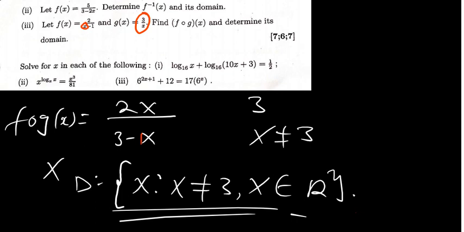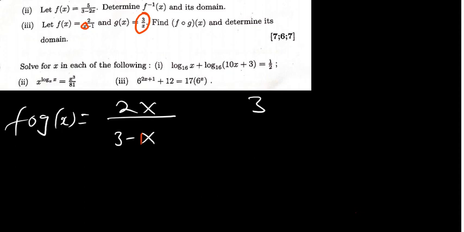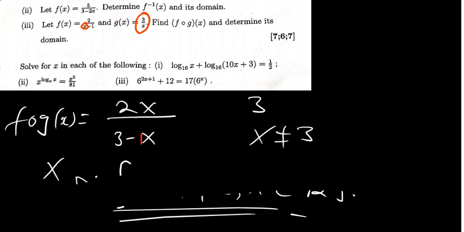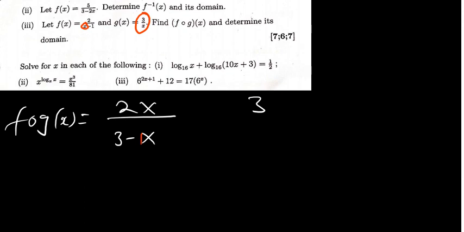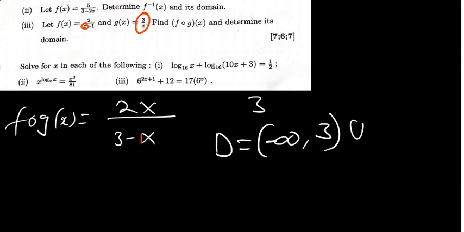Yes, sir. So that one, since we are saying that x is not supposed to be equal to 3, you are going to say that the domain can be any number from negative infinity all the way to 3, 3 not included, union, also 3 all the way to positive infinity. But 3 is not included, that's why I'm using open.